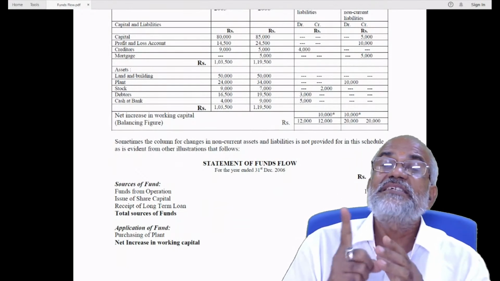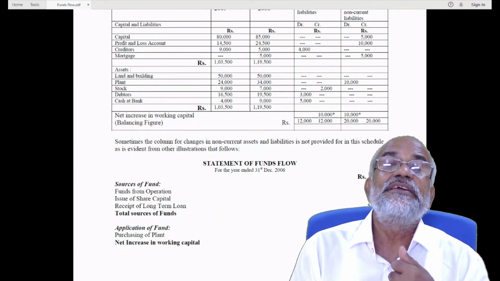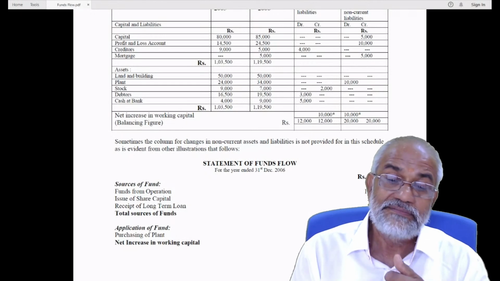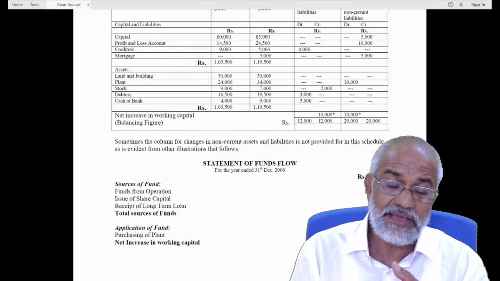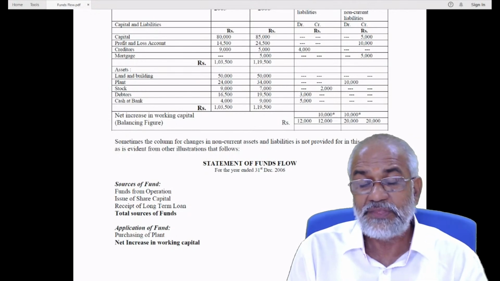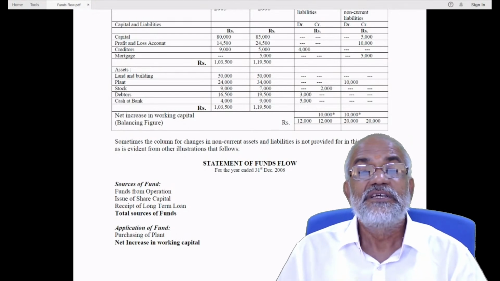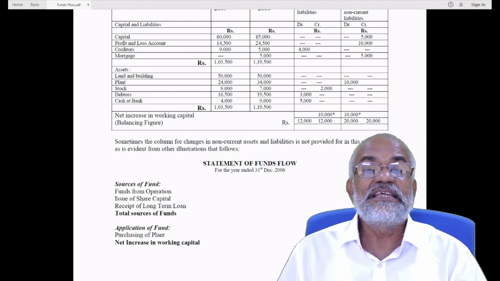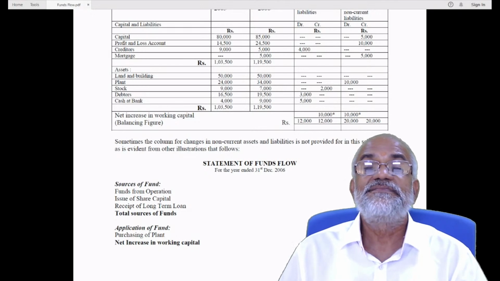Here the first item appearing in the credit column of the non-current category is 5,000 rupees, and it is coming from capital. It is coming from capital means the capital is increased by 5,000 rupees in comparison to that of the previous year. So that item is taken as issue of share capital, 5,000 rupees.